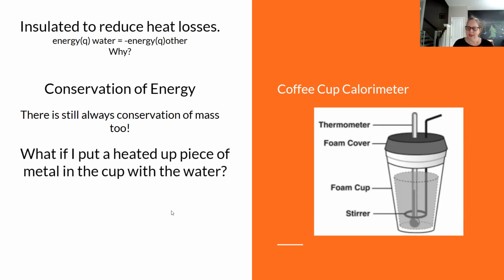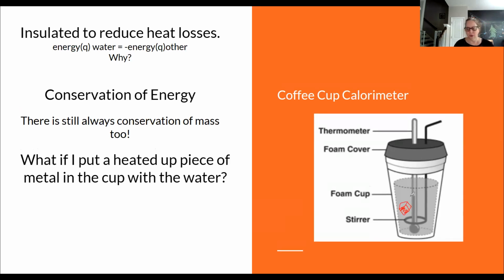Now, if I put a heated piece of metal into the calorimeter, or a cold one, it doesn't matter. If I put something else in there, that's still just going to be a physical change. That heated up piece of metal is going to give off heat, and then the water temperature is going to rise. So then our thermometer temperature is going to rise. And so we can use that to calculate all sorts of things.